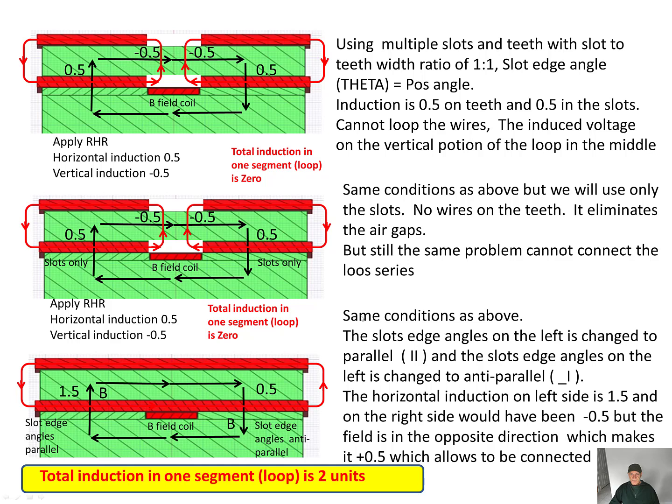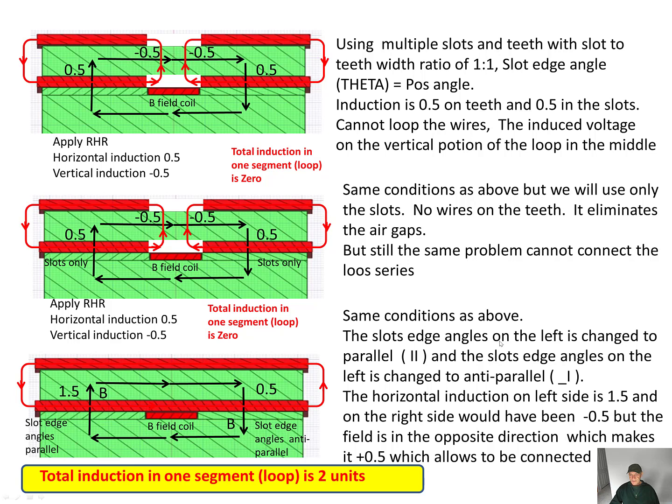So what we do is same condition as above. We use only the slots. The slot edge angles on the left side is changed to parallel, so we use parallel slot angles here. We use anti-parallel slot edges here, and the induction is 1.5. The induction is plus 0.5 because the field is downwards. And now we can connect the conductors in series, and we have a full path.